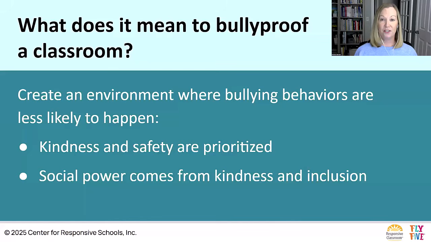And then we help students understand how to apply those rules. So what do those rules look like on the playground? What do they look like in the cafeteria? We help students apply them to a range of school situations, and we can use role play to do that. We can use problem solving meetings, and we can do that through interactive modeling. So really, when we talk about bully proofing a classroom, the goal is to create classrooms where social power comes from kindness and inclusion instead of mean, hurtful behaviors.